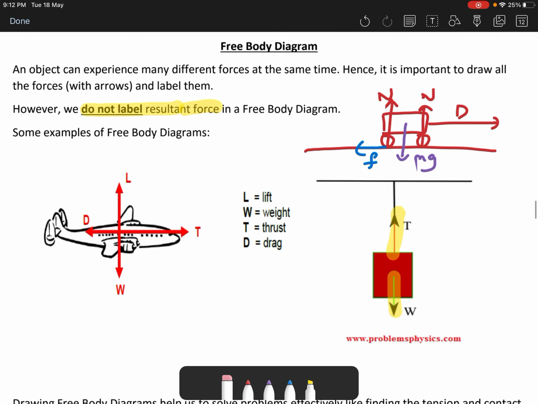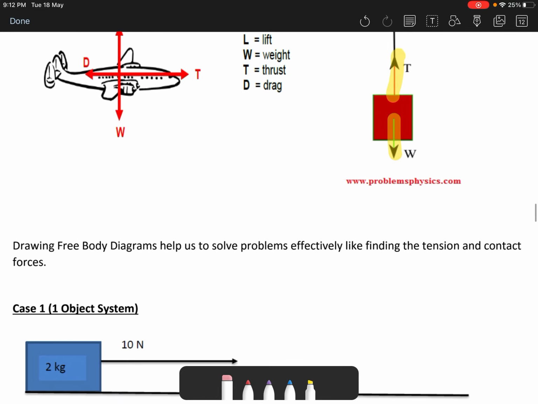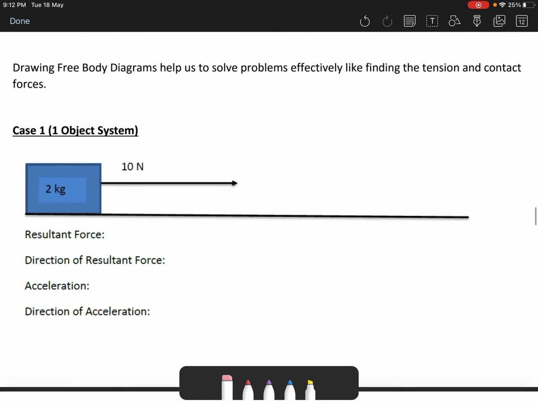Free body diagram basically also helps us to calculate what is the acceleration, or what is the forward force or the weight of the object. So drawing a free body diagram can help us find tension, contact forces, the magnitude of the different forces. Alright, so let's try some of the different cases. If we have a one object system, how do I calculate what is the direction of the resultant force, the acceleration? This one is simple, but when it comes to two body problem, that one is the difficult one.